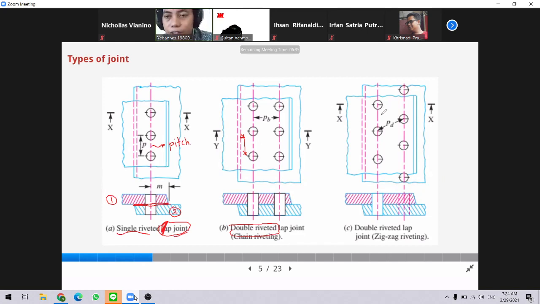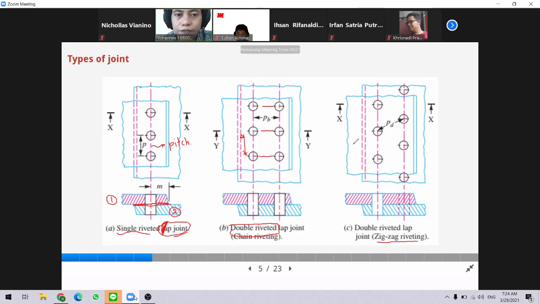If the arrangement of these two columns is in line with each other, that is one pattern. But if we change the position of the second column, just like in figure C, then we have zigzag riveting. And here we change the pitch between the columns because it is not in line, so it creates a diagonal distance like this.